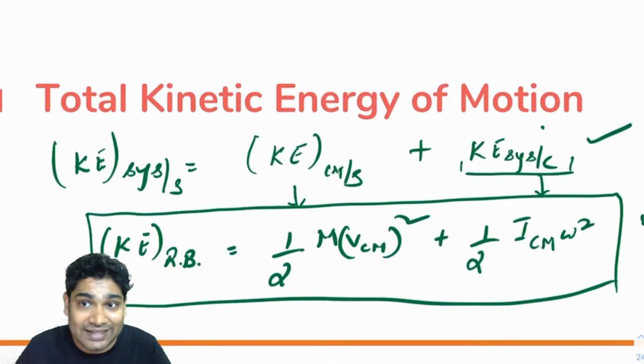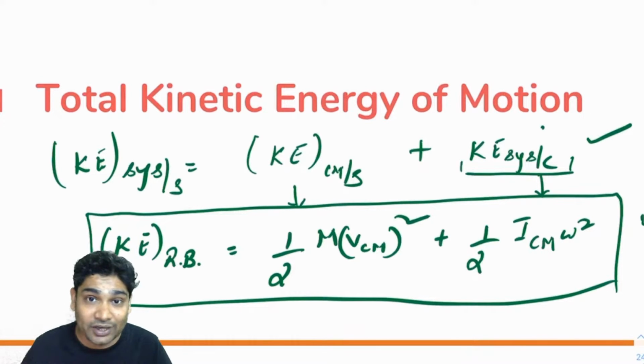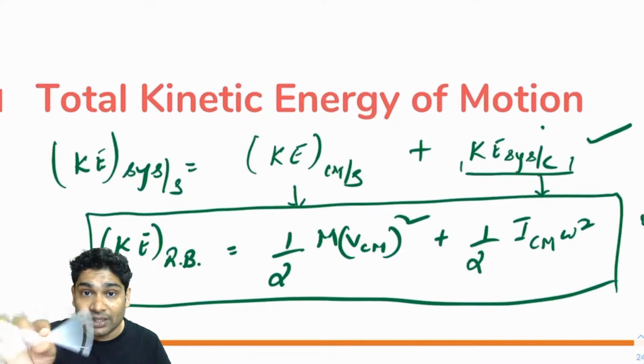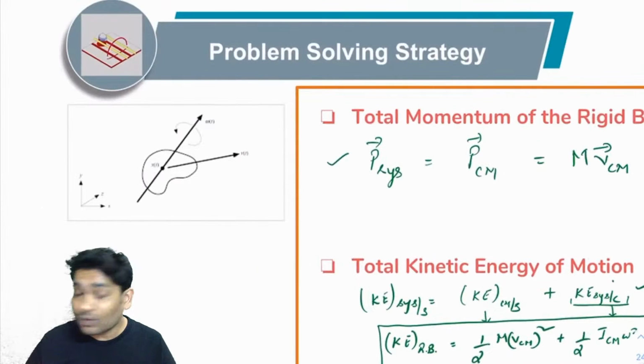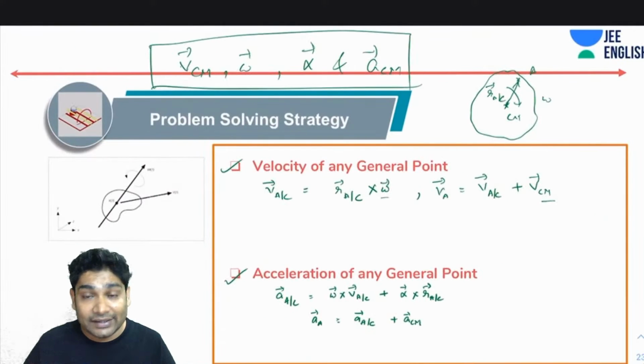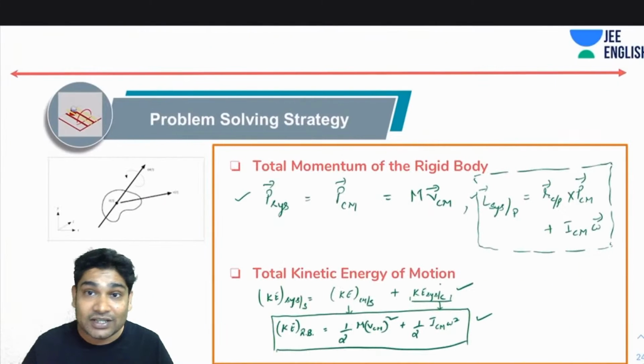This second term, half ICM omega square, is nothing but the kinetic energy of your rigid body in the reference frame of your CM. In the reference frame of the CM, the rigid body would be performing pure rotation, and I know the kinetic energy of pure rotation. So you realize that we could write the velocities of any general point, accelerations of any general point, the total momentum, the angular momentum of the entire body, and the total kinetic energy of the entire body.